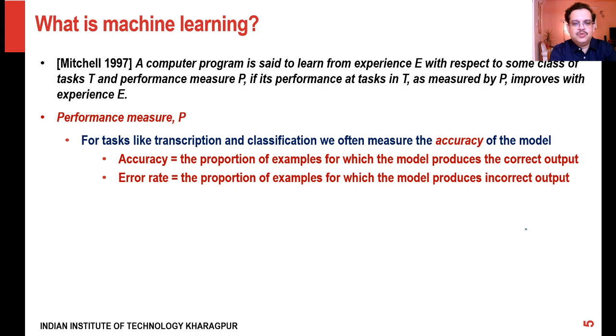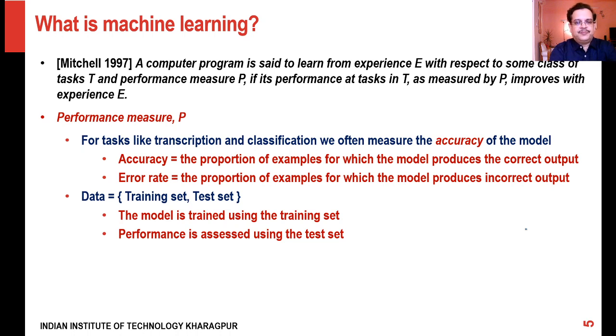So that may be both on the positive side as well as the negative side. For example, it may not recognize a horse to be a horse, or it can recognize something else, maybe an elephant to be a horse. So these are all errors, and the error rate is the proportion of examples for which it misclassifies.